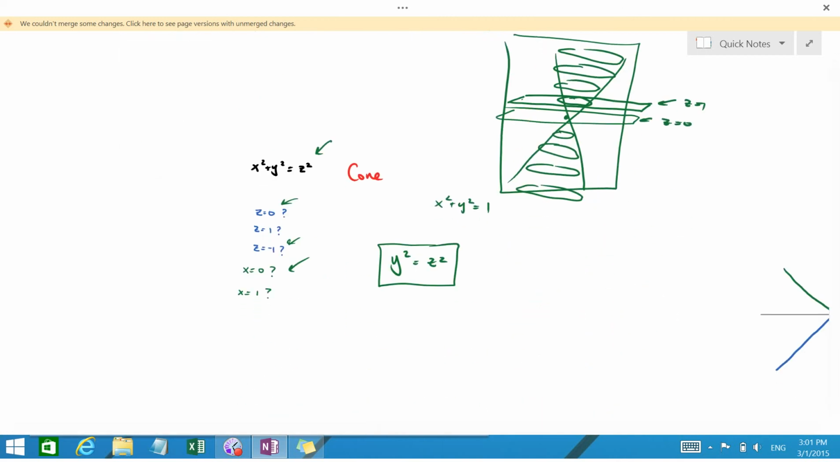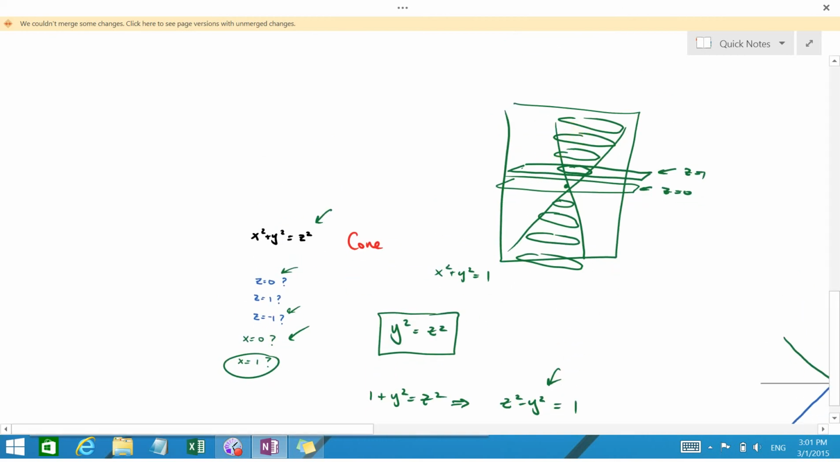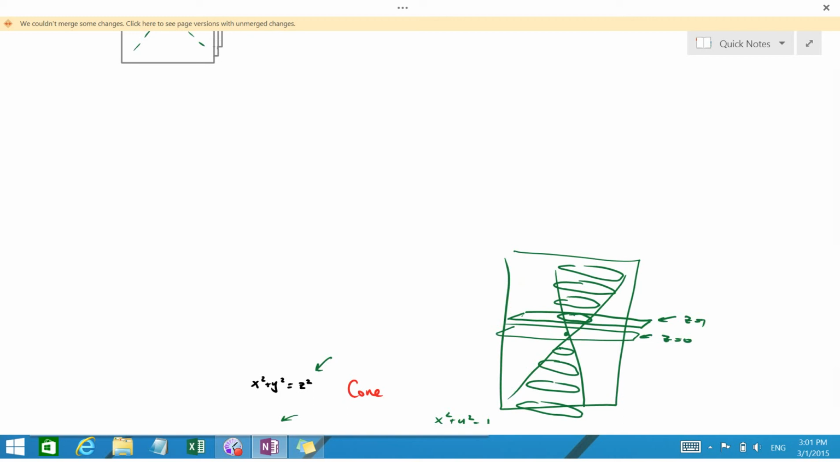Now what if I made x equal 1? Well, if you plug that into this equation, you get 1 squared is 1, plus y squared equals z squared. Or, if you like, you can rewrite that as z squared minus y squared equals 1. All I did is subtract y squared from both sides. Some of you might realize this is a hyperbola. So you look at these cuts and you get these hyperbolas in place.